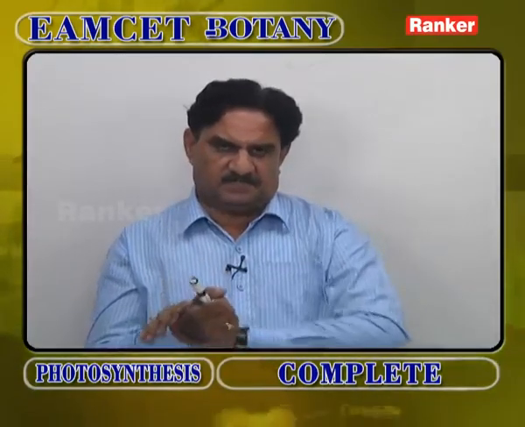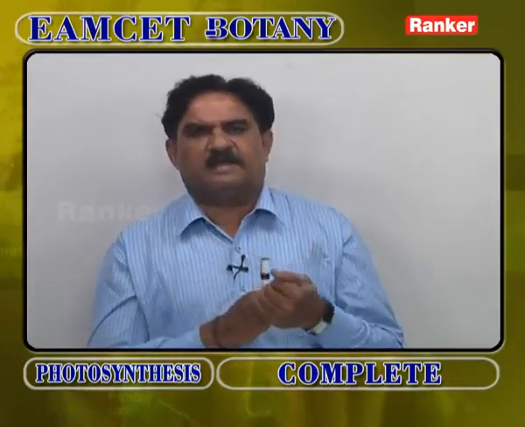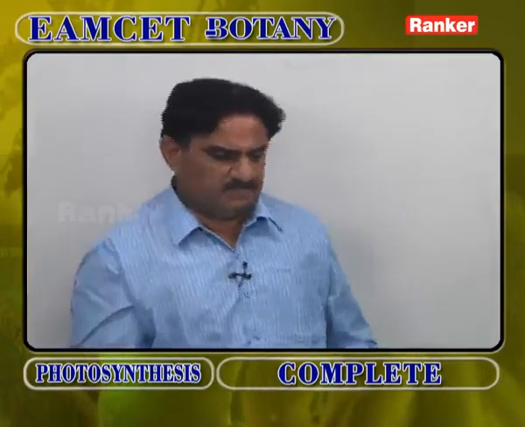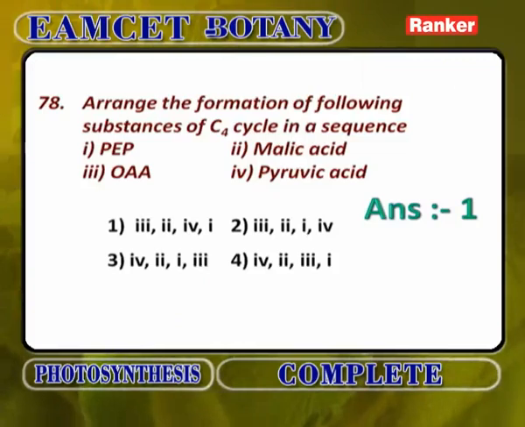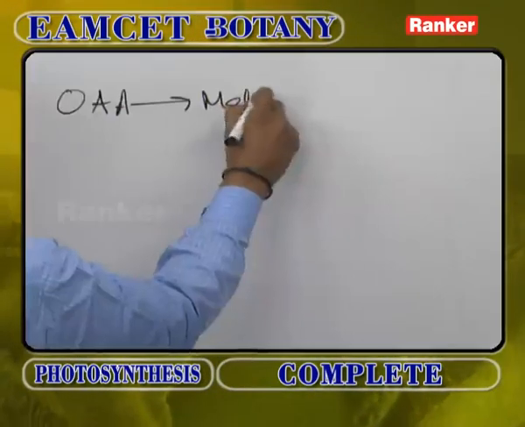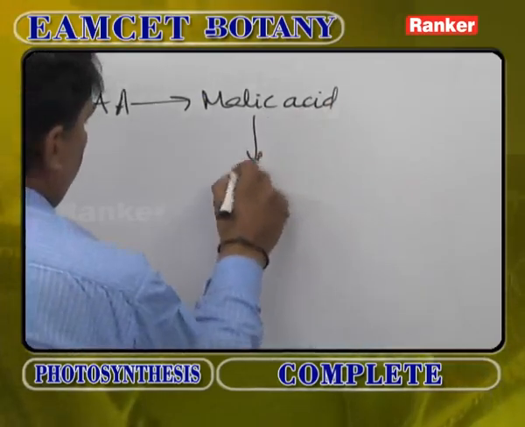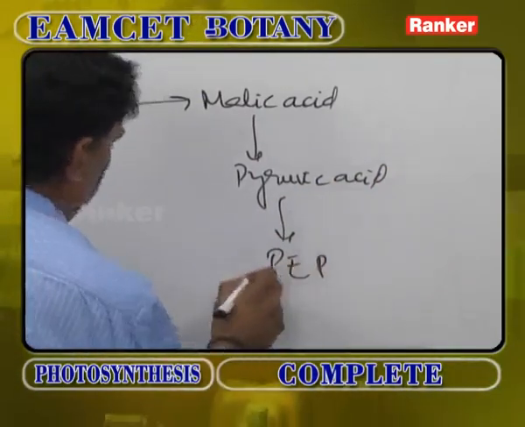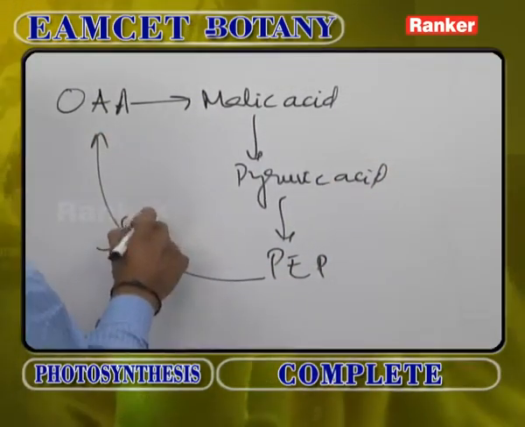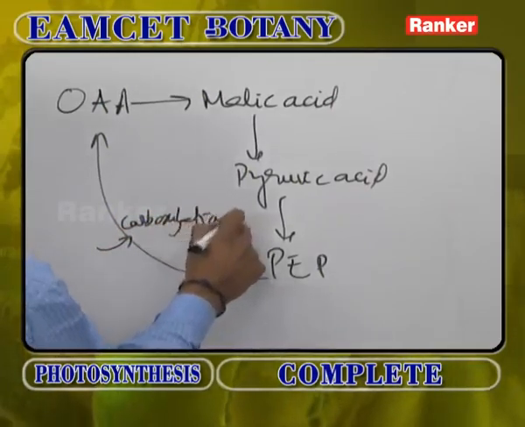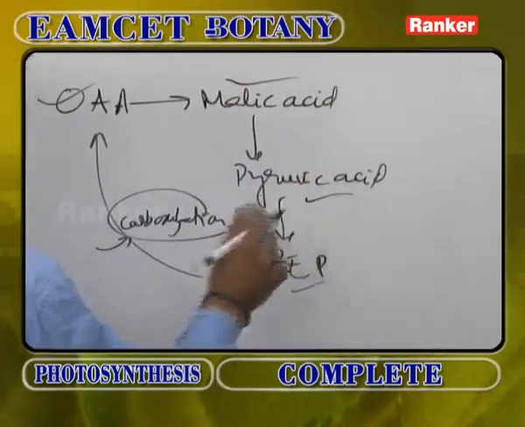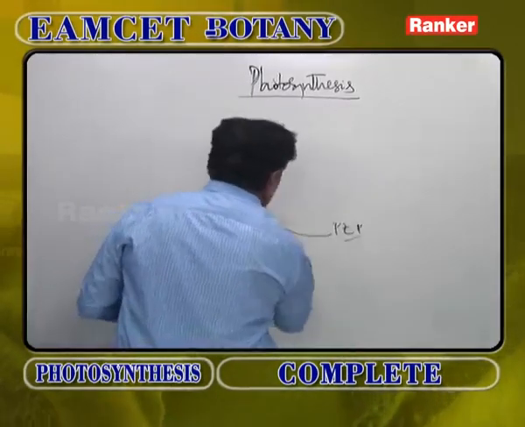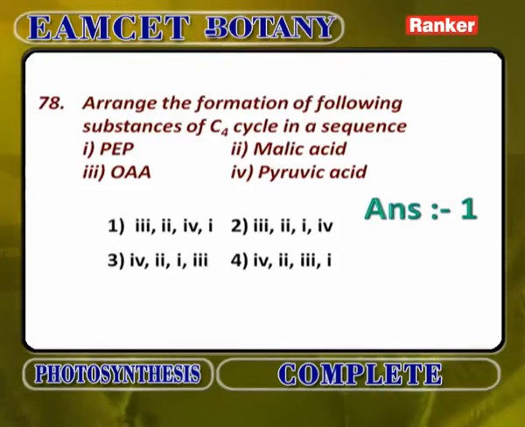So, first formed is oxaloacetic acid, next formed is malic acid, then pyruvic acid. So, if you write in a sequence, oxaloacetic acid, malic acid, pyruvic acid and phosphoenol pyruvic acid, which again undergoes carboxylation and repeats the cycle. So, the sequence is 1, 2, 3, 4: oxaloacetic acid, malic acid, pyruvic acid, phosphoenol pyruvic acid. First option, 3, 2, 4, 1.